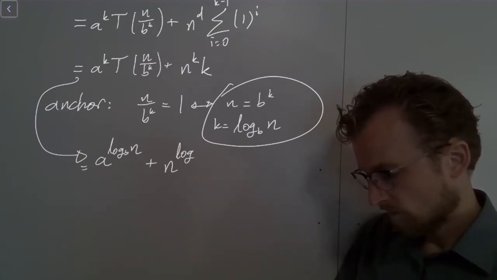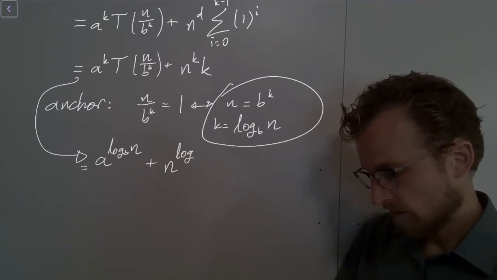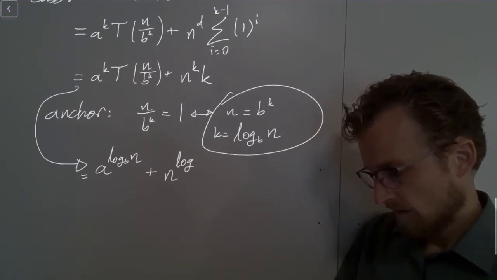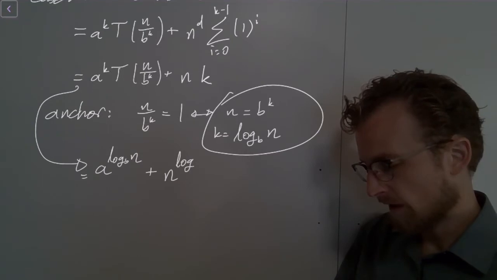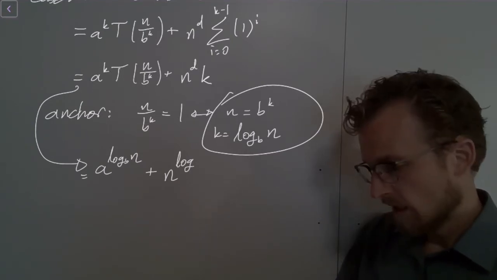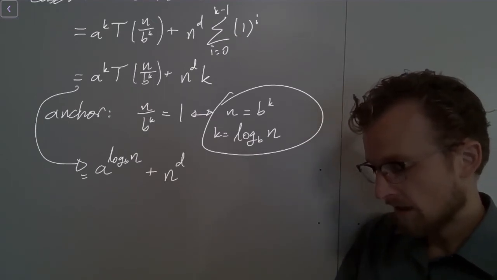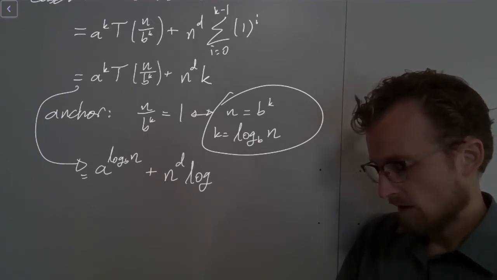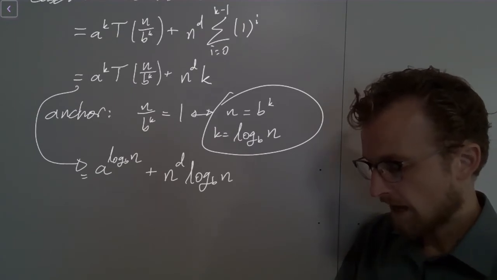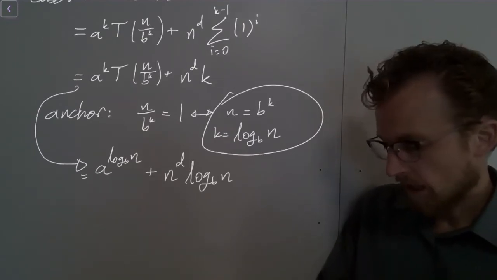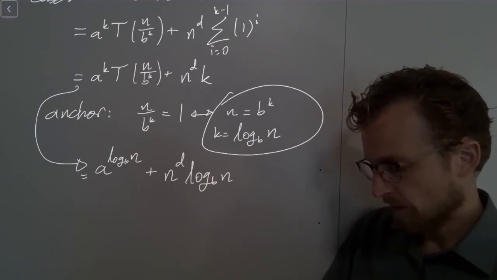Oh, sorry, I messed something up earlier. I wrote n to the k when I meant to write n to the d. So this is n to the d. We'll put something else in there in a second. n to the d times log base b of n. All right, and so how do we interpret the left piece of this?